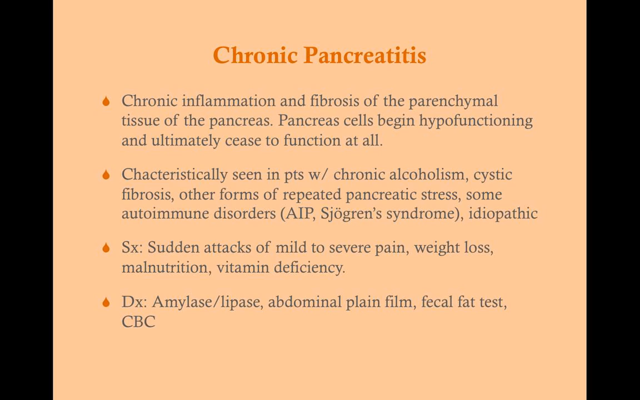Characteristically, this is seen in patients with chronic alcoholism, but it can also be seen in patients with cystic fibrosis and in any other patients who've had repeated pancreatic stress. Some autoimmune disorders present with chronic pancreatitis, such as autoimmune pancreatitis, and Sjogren's syndrome, I guess, wouldn't present as chronic pancreatitis, but you can get chronic pancreatitis with that constellation of autoimmune problems. And then approximately 10% of chronic pancreatitis cases are idiopathic.